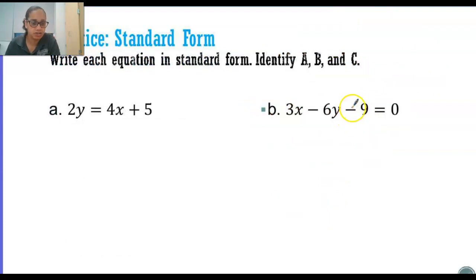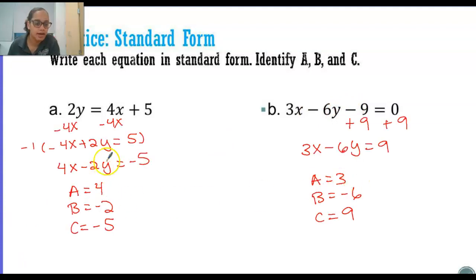Alright, I do want you to try these on your own, so I'm going to pause here, and I want you to pause and take a second to try to work these out and see if you can write them in standard form. Alright, I have shown my work here. Double check and make sure that you were able to get it correct on your own.